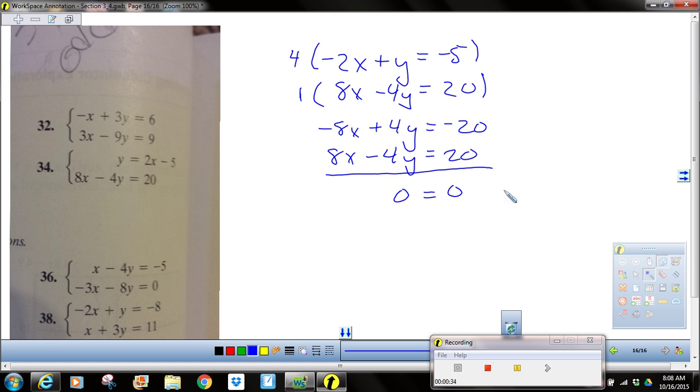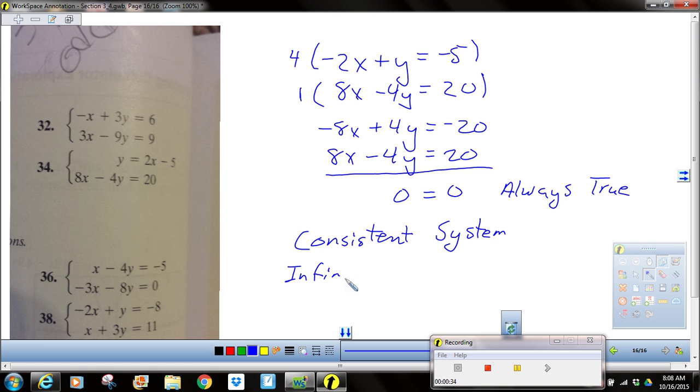And this is always true. But the reason why is because if I had multiplied this by -1, we'd have the exact same equation. So it is a consistent system, meaning that they actually share a solution. This actually shares infinitely many solutions.